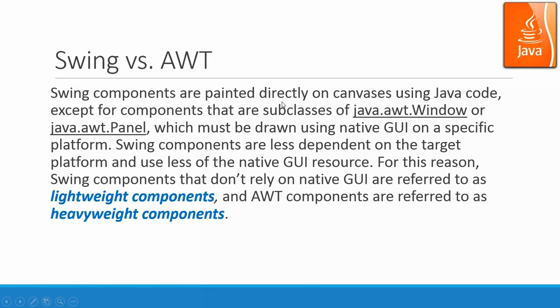Swing versus AWT. Swing components are painted directly on canvases using Java code, except for components that are subclasses of java.awt.Window or java.awt.Panel, which must be drawn using native GUI on a specific platform. Swing components are less dependent on the target platform and use less of the native GUI resources. For this reason, Swing components that don't rely on native GUI are referred to as lightweight components, and the AWT components are referred to as heavyweight components.